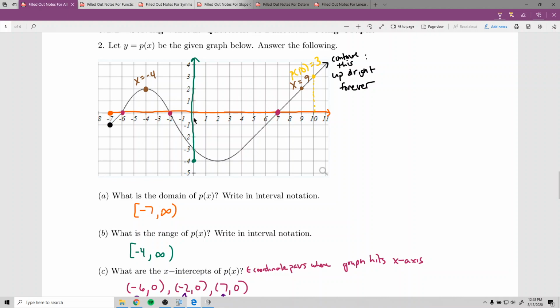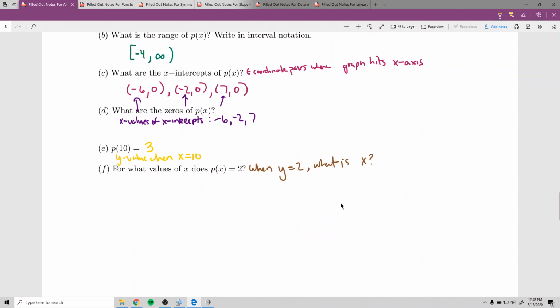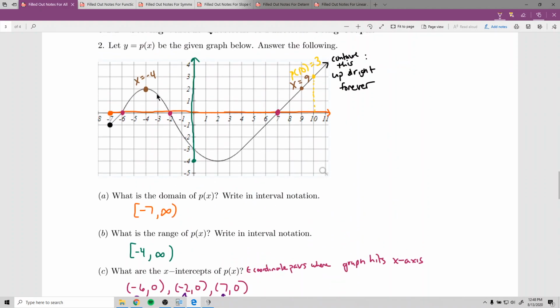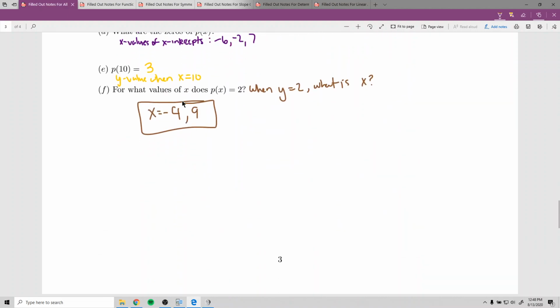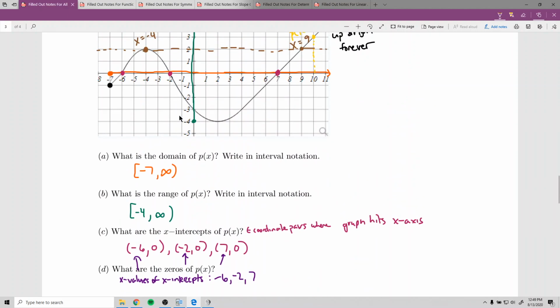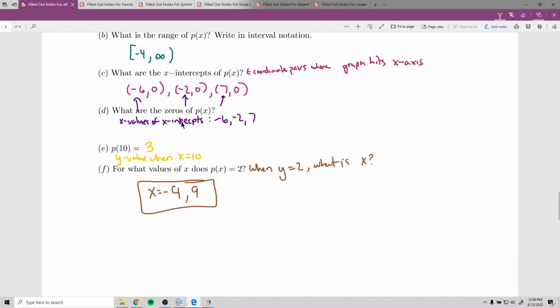So we have two answers to this. We have -4 and we have 9. All right, so once again, -4 and 9. You can also draw a dashed line or something to visualize it through y equals 2. But as far as this question goes, that's really all that we need for the graphs.